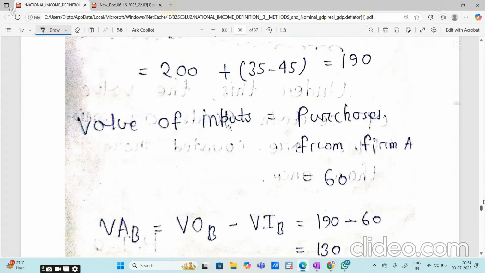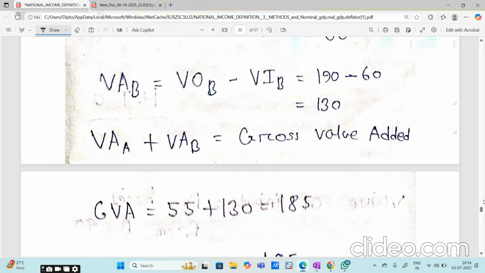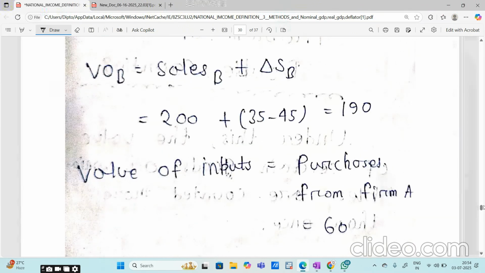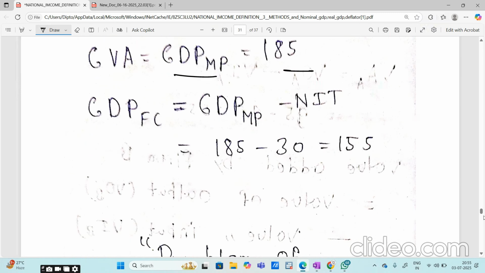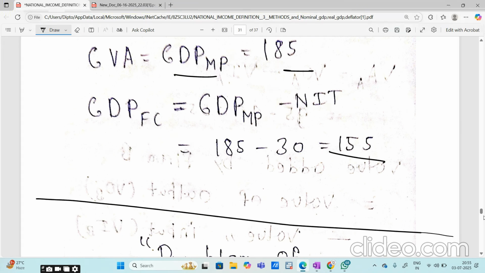All of these things are done in the same way. If there are only two farms in the entire economy, so value addition by farm A plus value addition by farm B is basically nothing but the GDP at market price, which is given as 185. And from this GDP at market price, we know how to calculate NNP at factor cost. I have minutely explained it in the previous lecture, so you can go through that. So 3 methods we have completed of how to calculate national income.